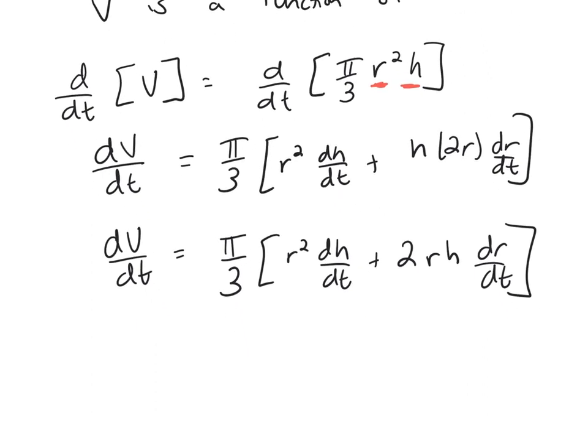And so we use the chain rule to compute this derivative right here. And what have we done? We've found a relationship between the rate of change of volume with respect to my other two variables, the radius and the height.